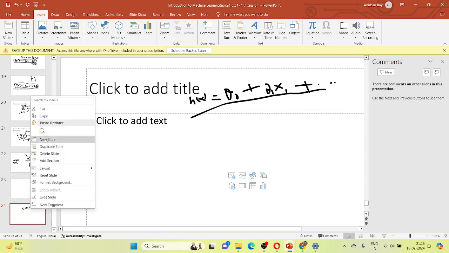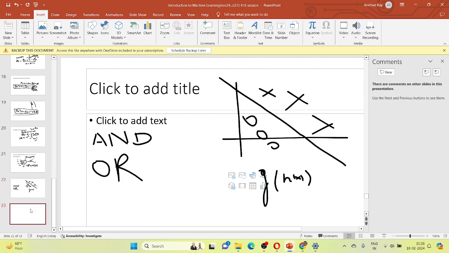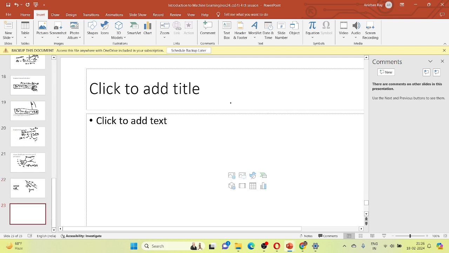This I can delete. So the AND is like this. We have x1 and x2 here, 2 dimensions for x, and these are the y values that will occur. So if x is 1 1, then y is 1. That is the definition of AND. And this has to be 0.